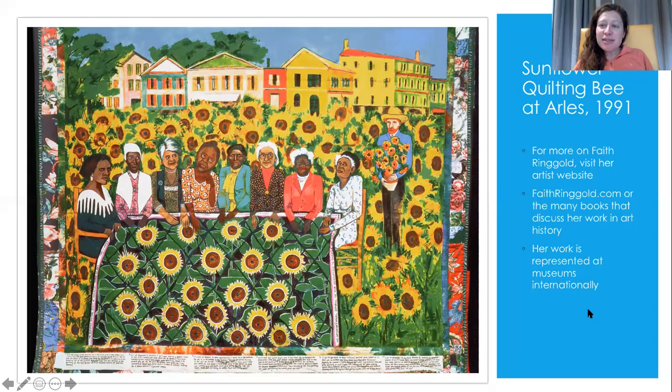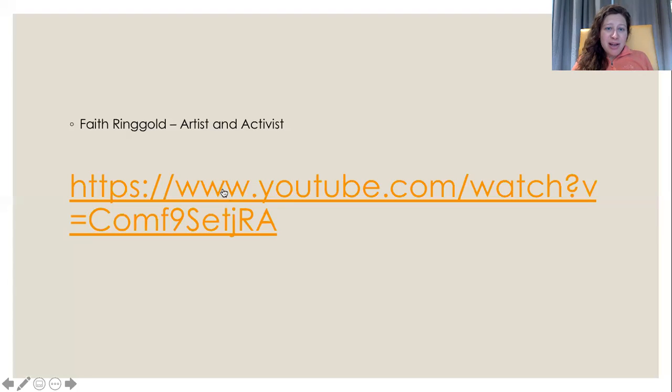Sunflower Quilting Bee at Arles, 1991. You can see that there's great consideration of story and heritage and identity and culture in the themes that she is working with. For more on Faith, I really encourage you to visit her website, faithringgold.com, and there are also many books that discuss her work within art history, and her work is represented at museums internationally. And I'd like to share with you a video that I think will help you understand why she's so fabulous.